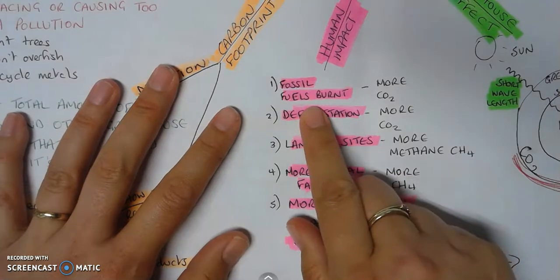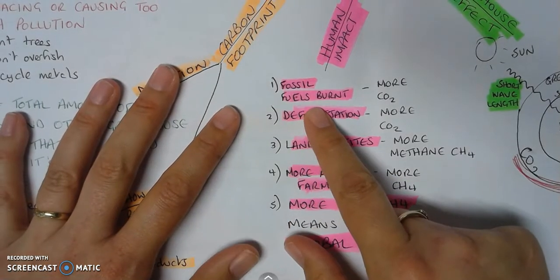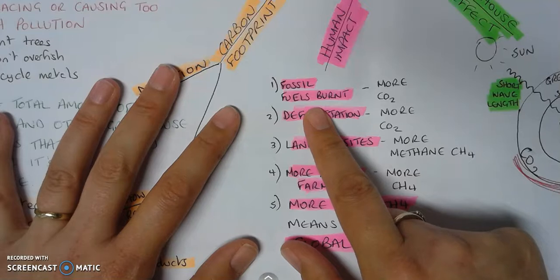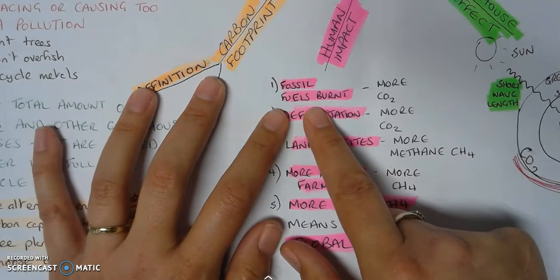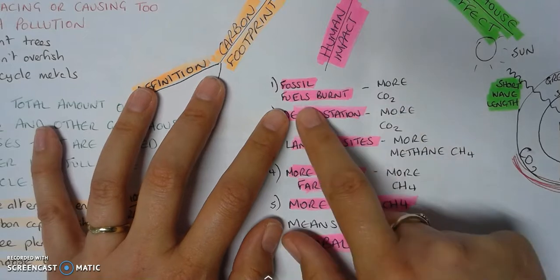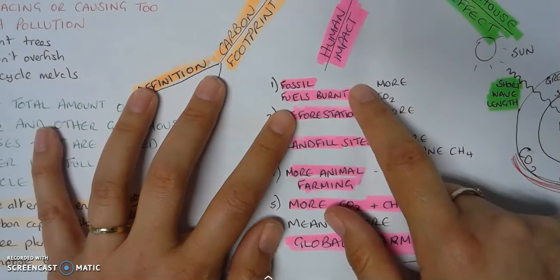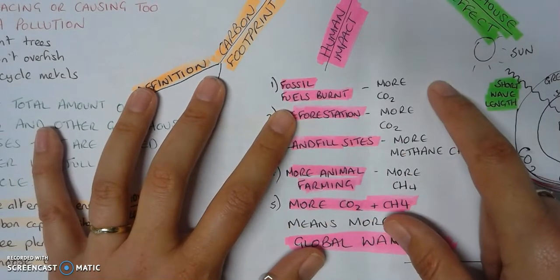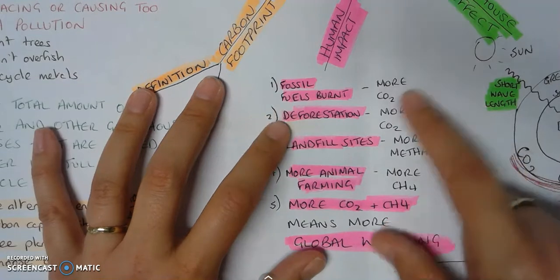When we burn fossil fuels, so we dig up the fossil fuels, crude oil, natural gas and coal, and we burn them to get the energy. But by doing that, we're releasing more carbon dioxide. So we take crude oil, we get the petrol from the crude oil, we put it in our cars, the cars then make more carbon dioxide.